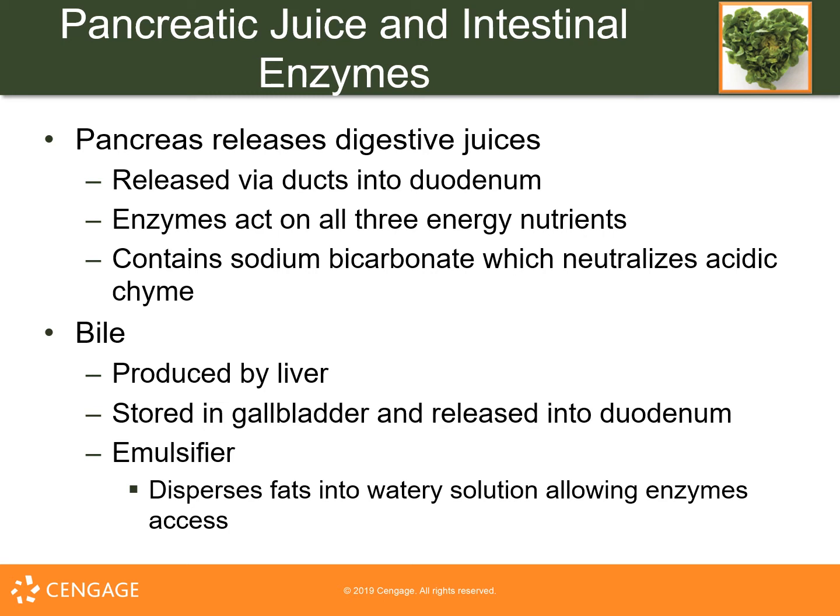Bile is produced by the liver, and it is stored in the gallbladder and released into the duodenum. It acts as an emulsifier. So bile helps aid in fat digestion, not by actually breaking it down, but by helping enzymes act on it. Because as an emulsifier, bile helps disperse fat into watery solutions, allowing enzymes access.